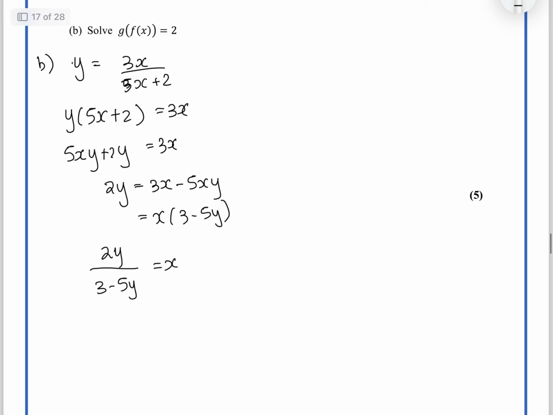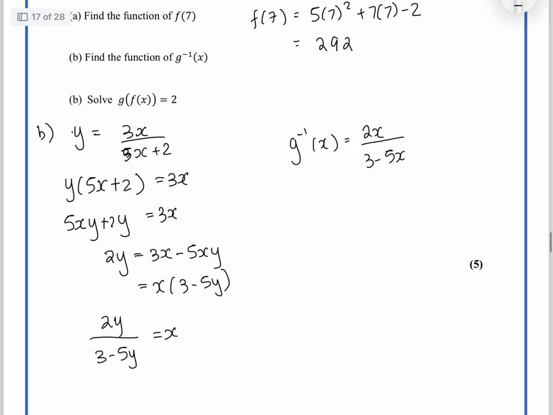What we need to do before we give our final answer is: g to the minus 1 of x is equal to 2x over 3 minus 5x. So remember to replace all your y's with x.